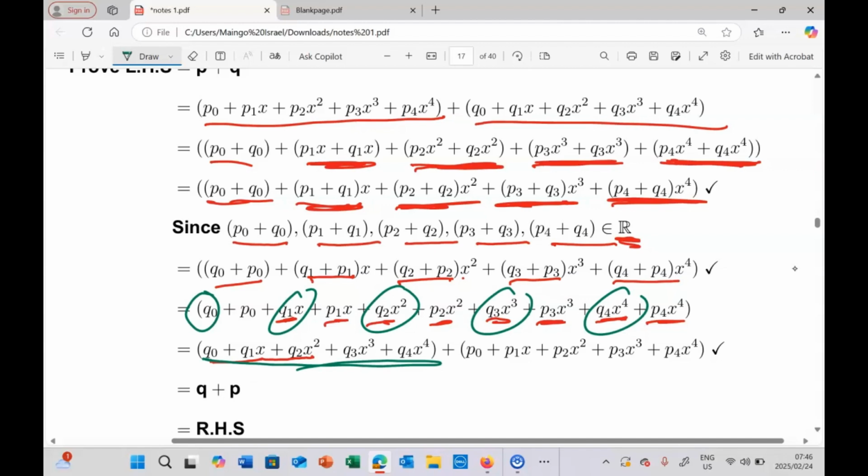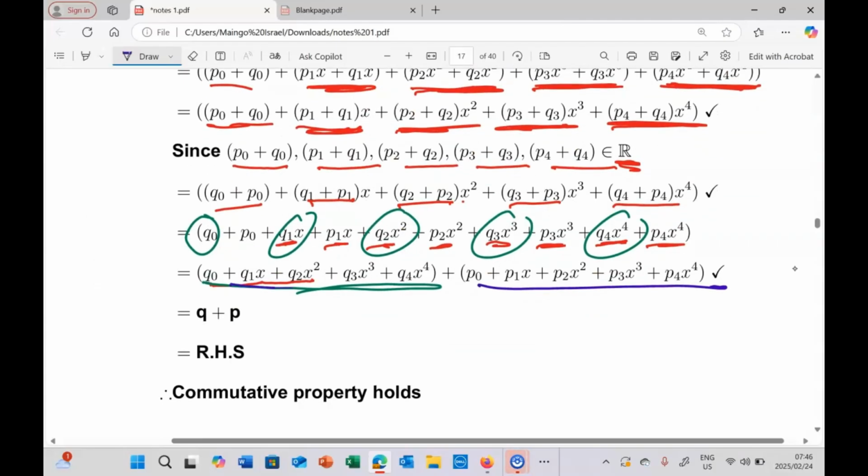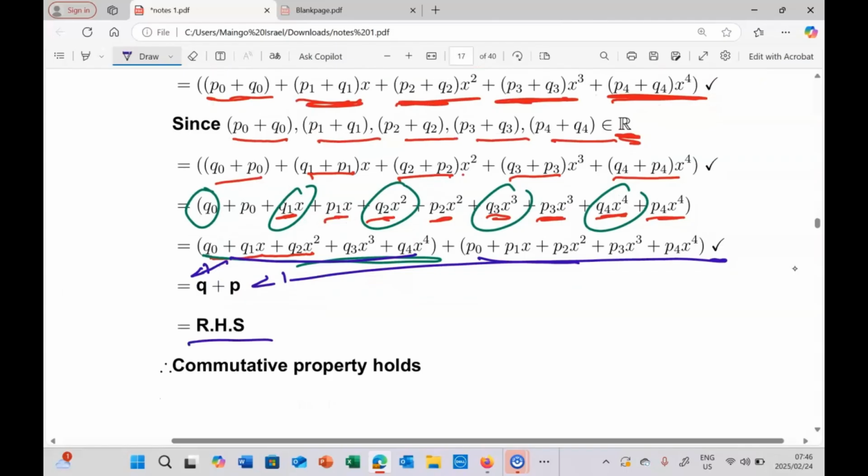So then the remaining thing is for this guy, which is p naught plus p1x plus p2x squared plus p3x cubed plus p4x to the power 4. And this is just, what is this guy? This is just q plus p. This is equal to the right hand side.